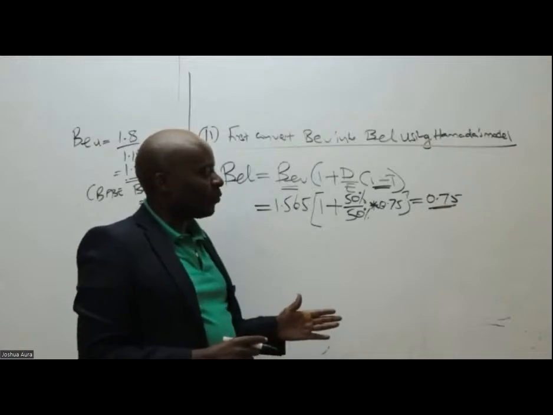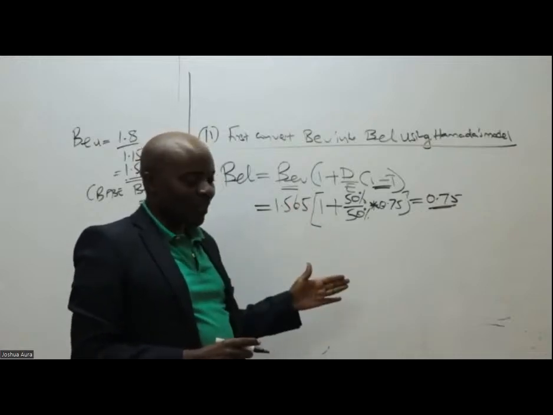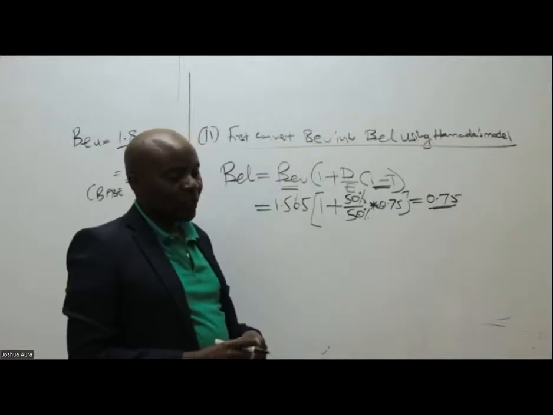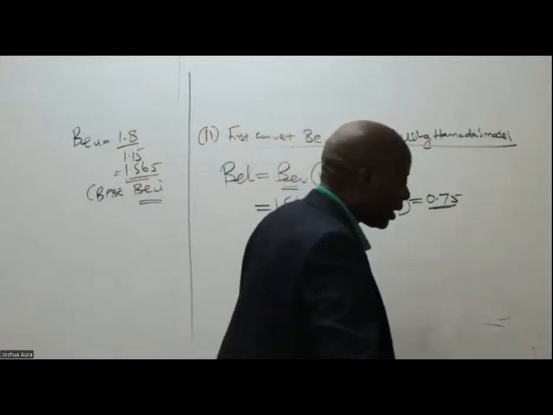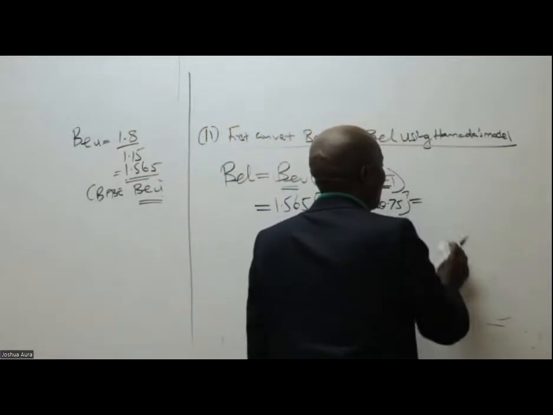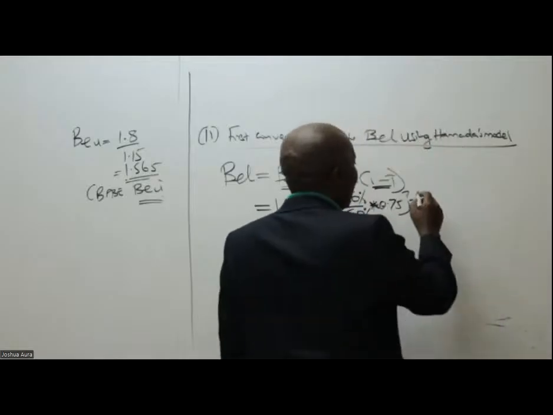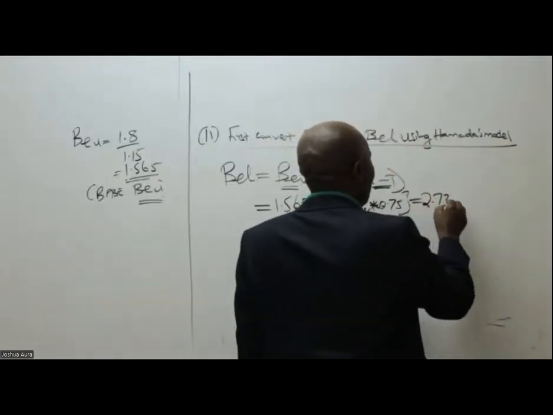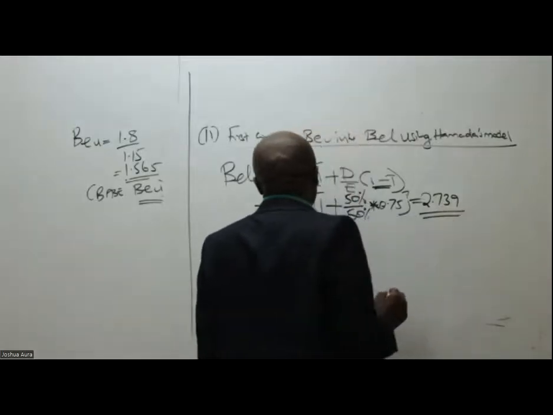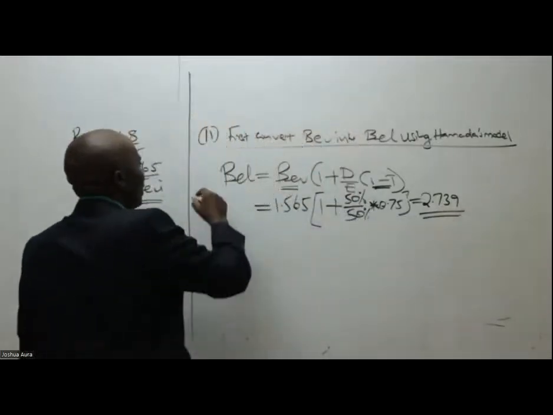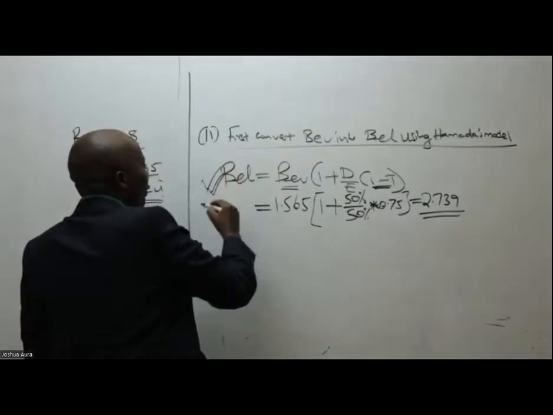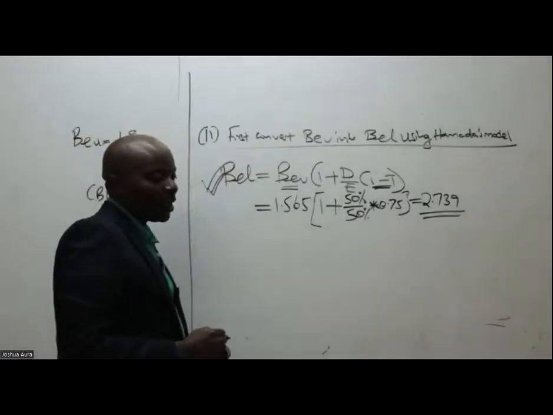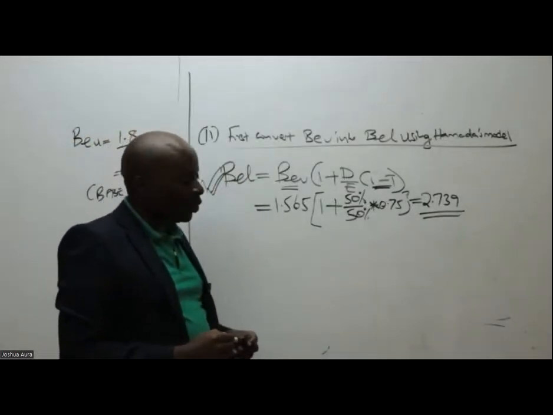So tax is 0.25, so it will be 1 minus 0.25. Now give me the proper answer to write there. 2.739. So this is 2.739. Now, having gotten this BEL, having worked this out with Hamada's model, what do you think will be the next step?